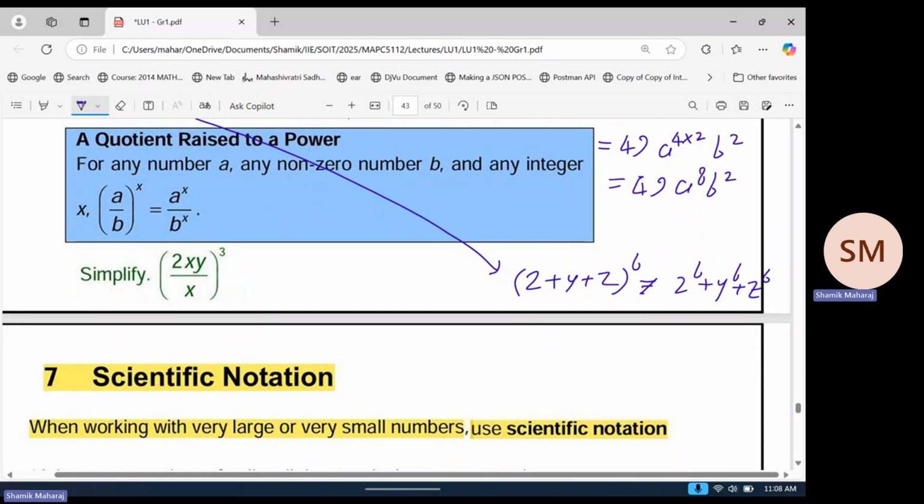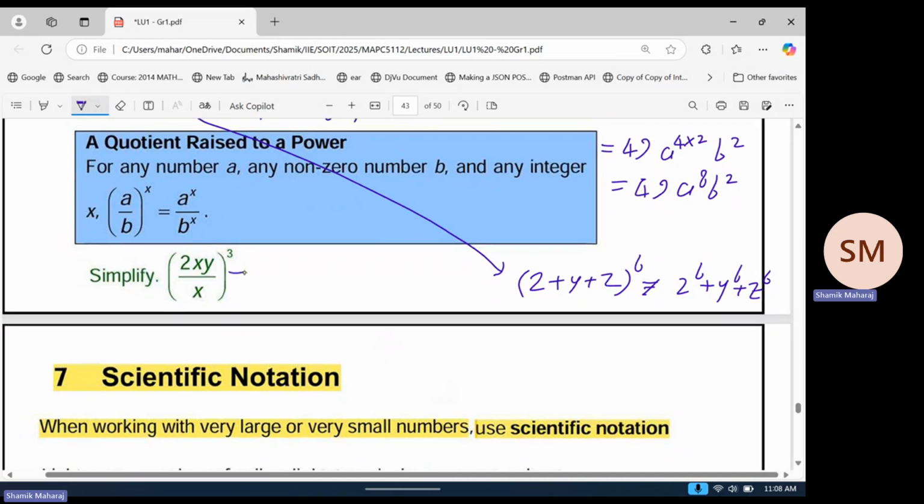Okay, and now a quotient raised to a power. This is most easy to understand with an example. So let's just do this one here. The power distributes to everything on the top and the bottom, similar to what we already did. So this becomes 2 cubed, x cubed, y cubed over x cubed. I mean, there's an easier way to simplify this one, but this is just to demonstrate a point here.